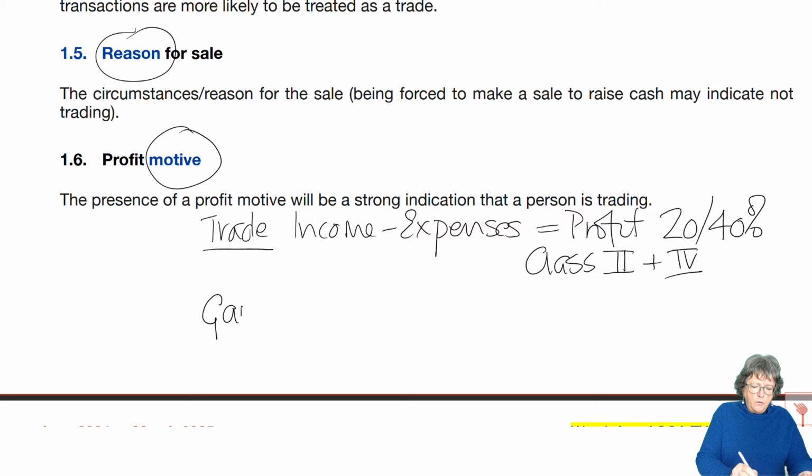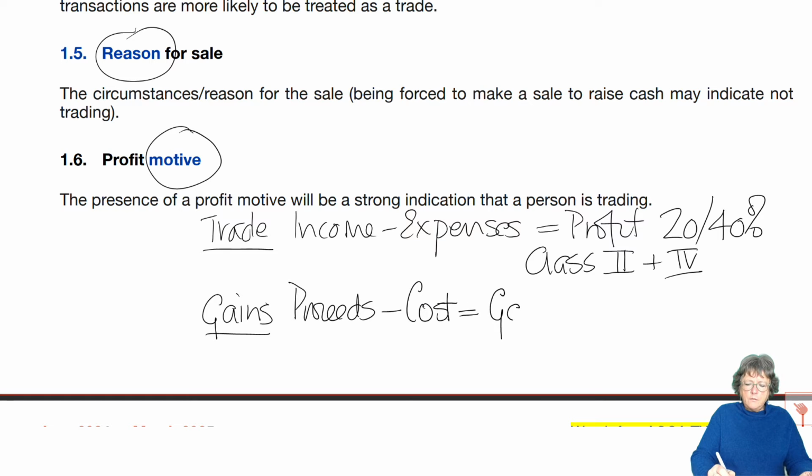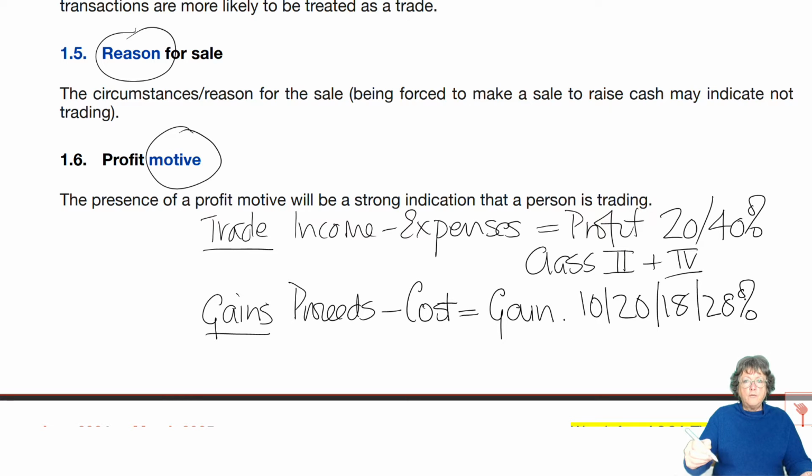If you determine that something is not trade and it's taxed under the capital gains tax rules, then that is the proceeds that you received, different terminology, less the cost of what you bought it for, equals what's known as a gain rather than a profit. Now that's taxed at anything between 10, 20, 18 or even 28%. You notice the rates are lower. There's no NIC and it doesn't count towards your pension.